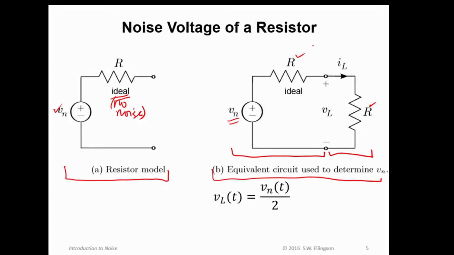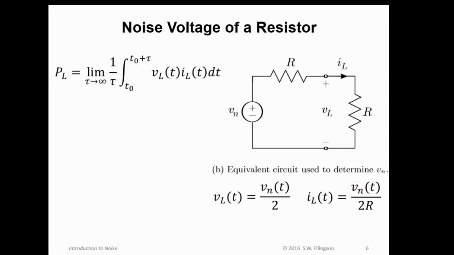Now when I do this, the voltage across the terminals is simply 1/2 V sub n. The reason is that these two resistors form a voltage divider, so of course V sub L is 1/2 V sub n. Similarly, the current through this resistor is simply V sub n divided by 2R, because the total resistance in that path is 2R.